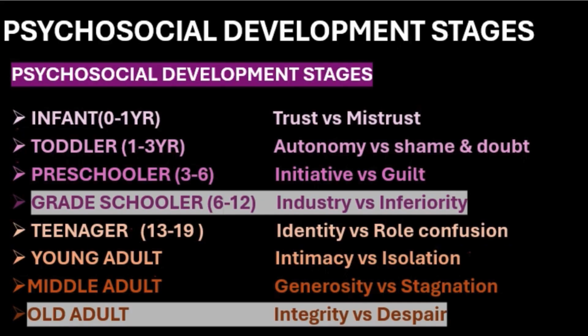Let us see the psychosocial development stages according to the ages. Infant, trust versus mistrust. Toddler, autonomy versus shame and doubt. Preschooler, initiative versus guilt. Grade schooler, industry versus inferiority. You can see the age also in between, given in the bracket. Teenager, identity versus role confusion. Young adult, intimacy versus isolation. Middle adult, generosity versus stagnation. And old adult, integrity versus despair.